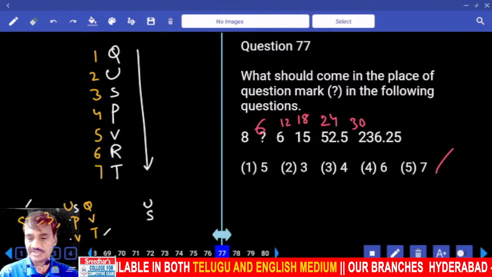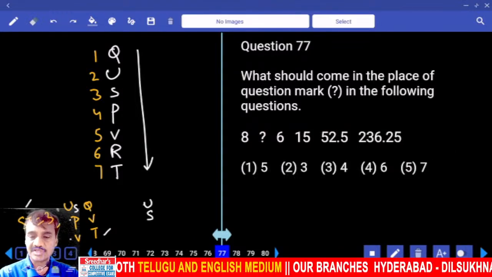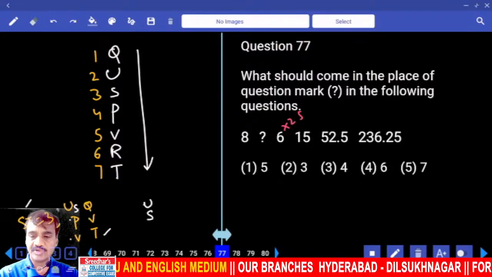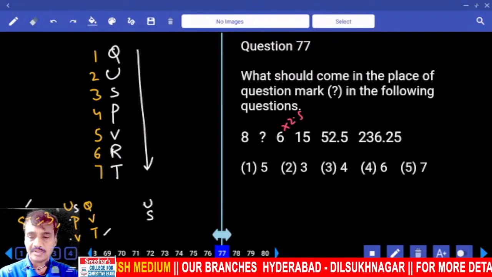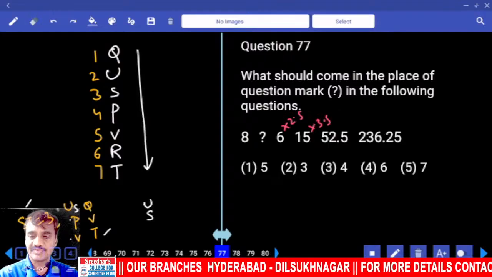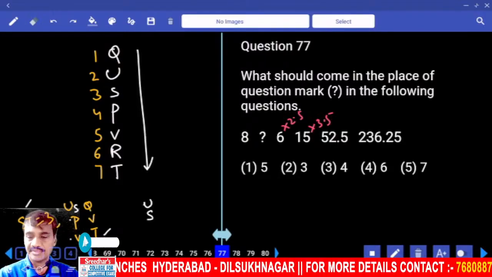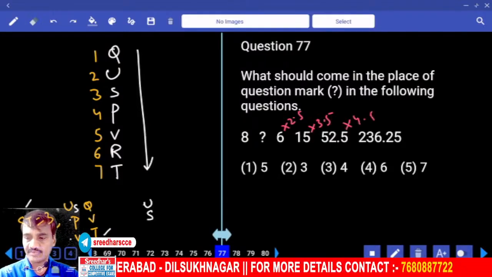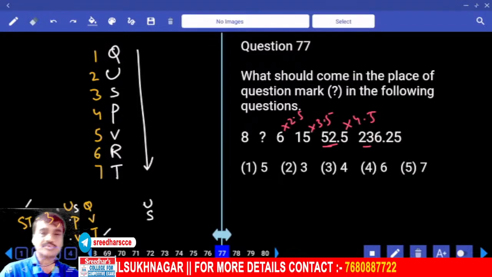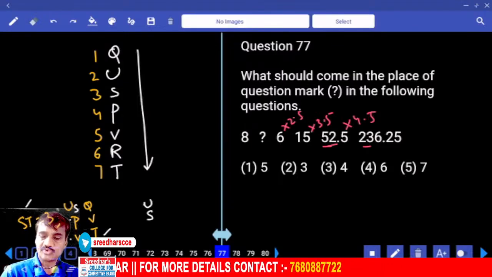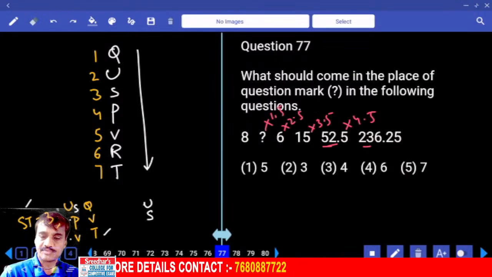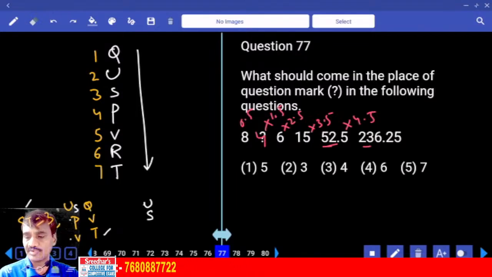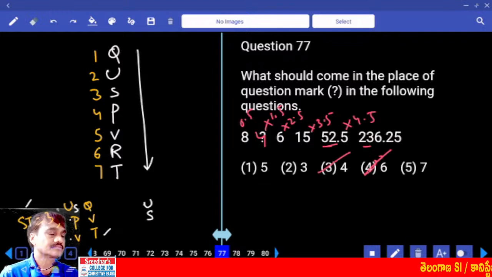Then 77. Now 6 and 15, into 2, into 2.5. Now this is how much into 3.5? And this much into 4.5. 52 into 4.5. 4.5, 3.5, 2.5, 1.5 and 0.5. Clear? 8 into 0.5 is 4. 4 into 1.5 is 6. Choice 4, 77. Clear? Sorry, 4, that is choice 3.